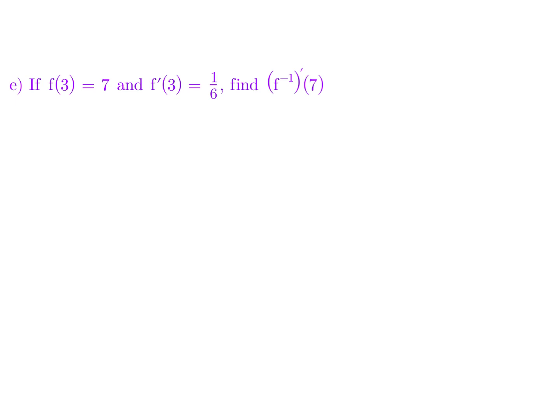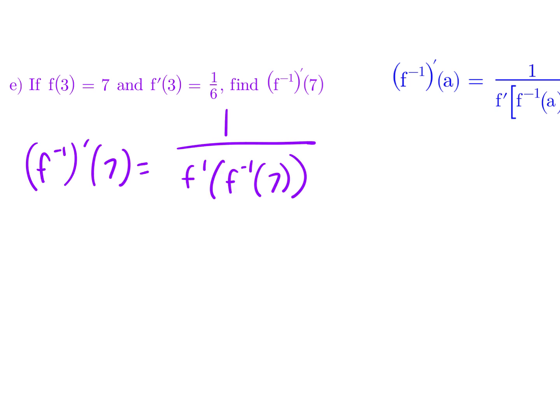So we're going to use the formulas that we're given. I'm just putting the formula back on the screen for me. You already have it in your notes. I just want to show you how to make this work. This is me taking this formula and plugging the 7 in for a, because this is what we are asked to find. Notice here what it says: the derivative of f at the inverse at 7.